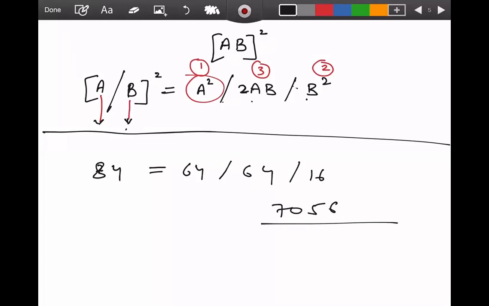Time up. 6, 1 makes it 5. 6 goes there. 70. Okay?